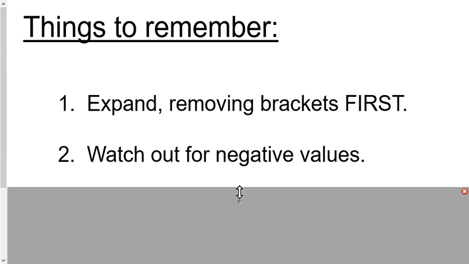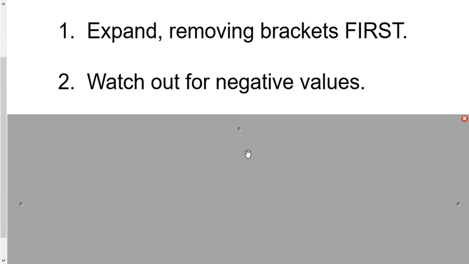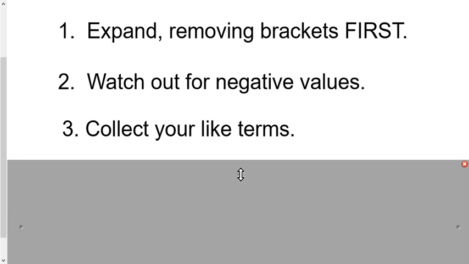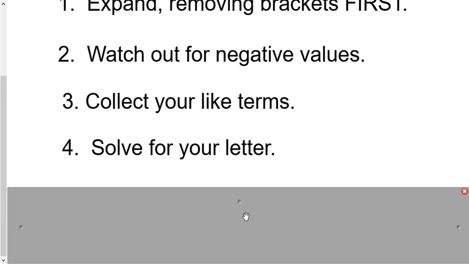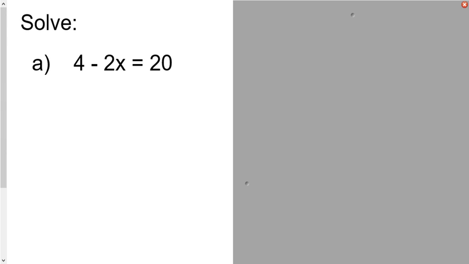Next, we've got to watch out for negative values. They can be tricksy and they can get us into some trouble. Watch out for your negative values. Third, we're going to collect all of our like terms, and we're going to solve for our unknown, for our letter. Okay, so let's jump in. Let's try a few of these out. The best way to learn this is by doing.